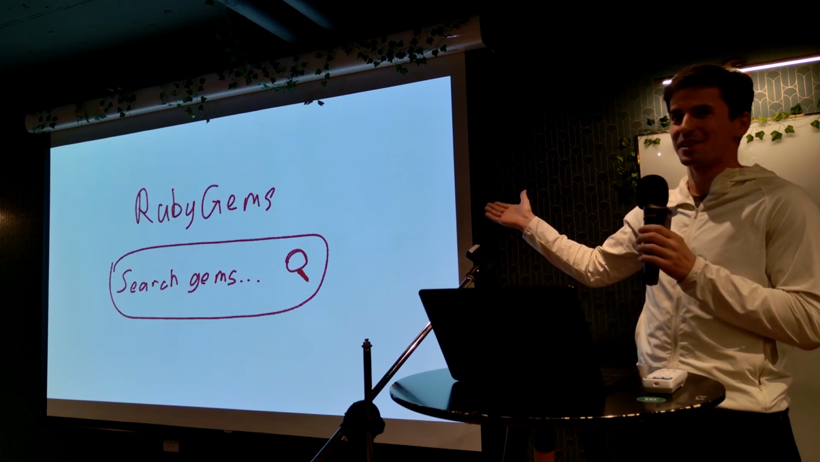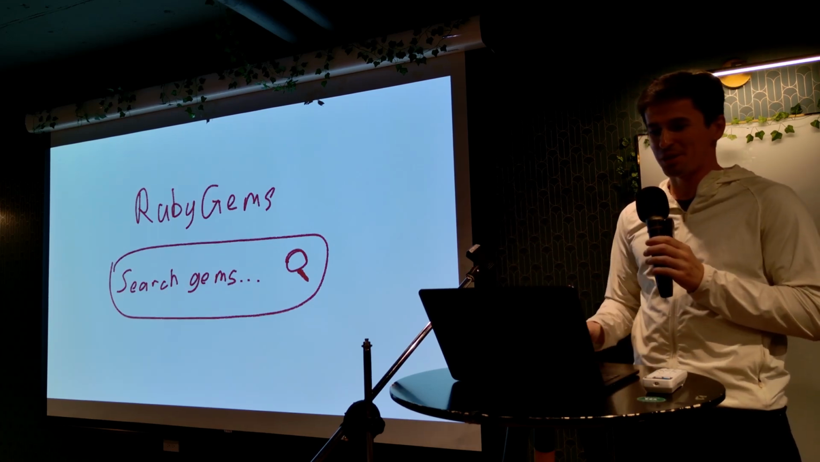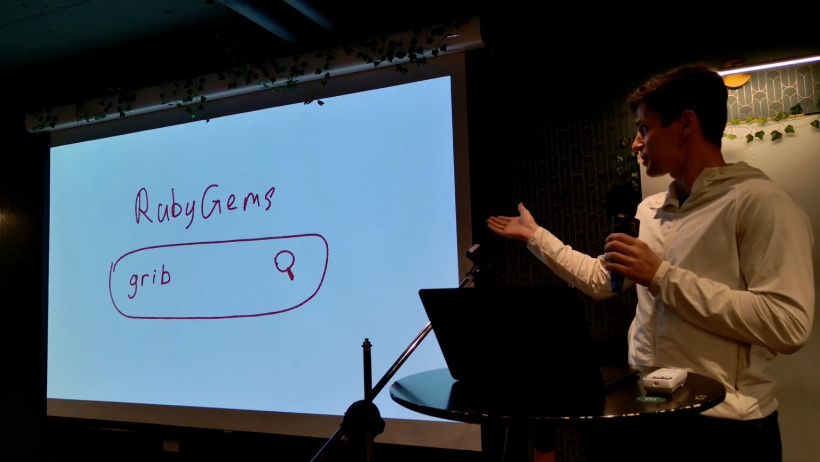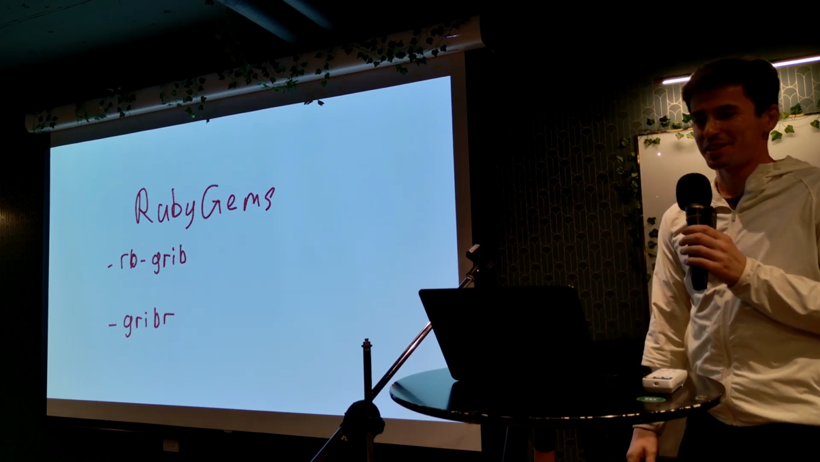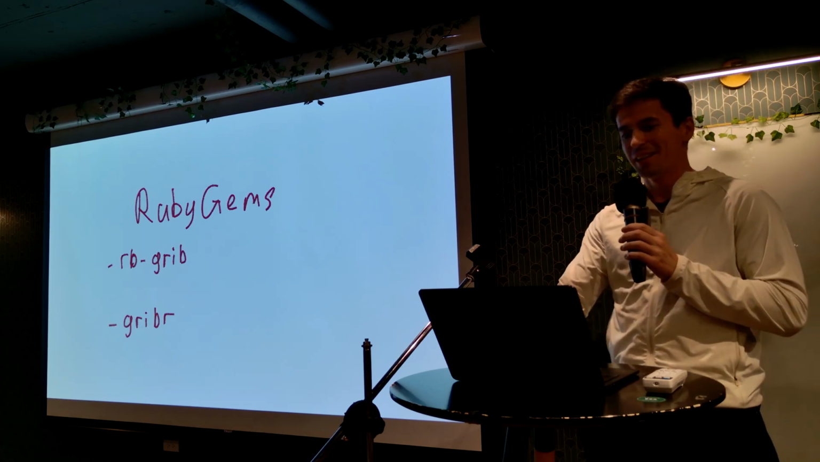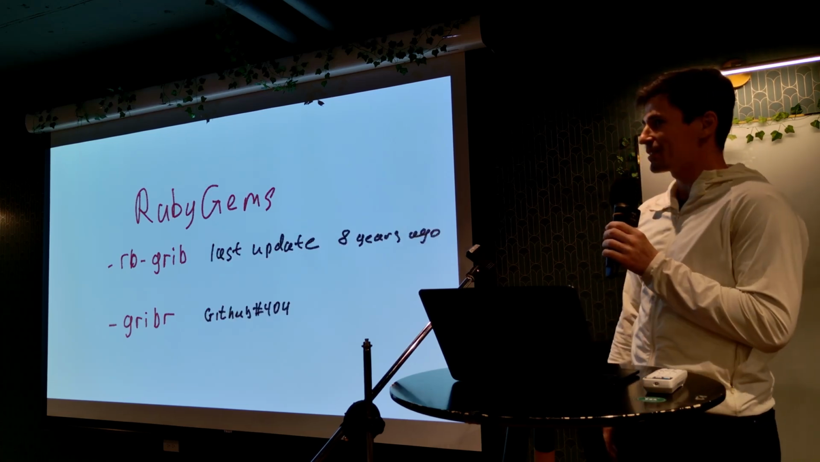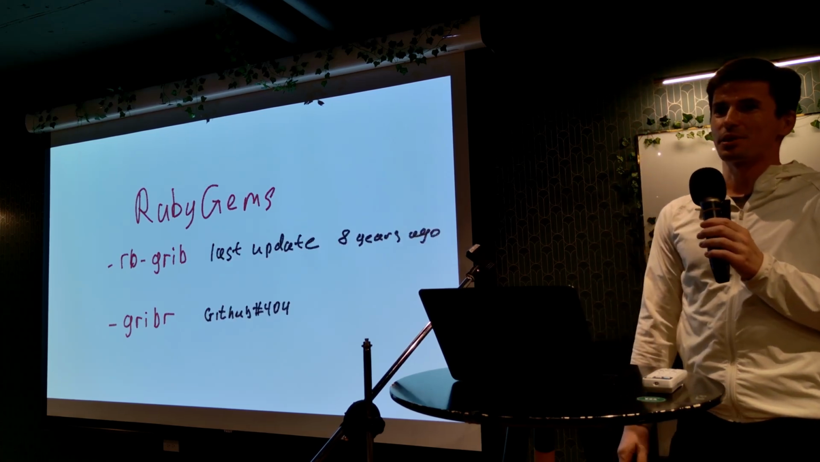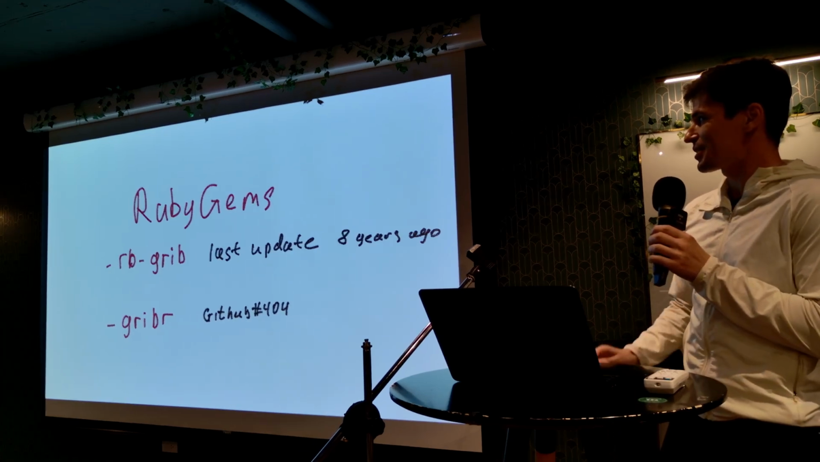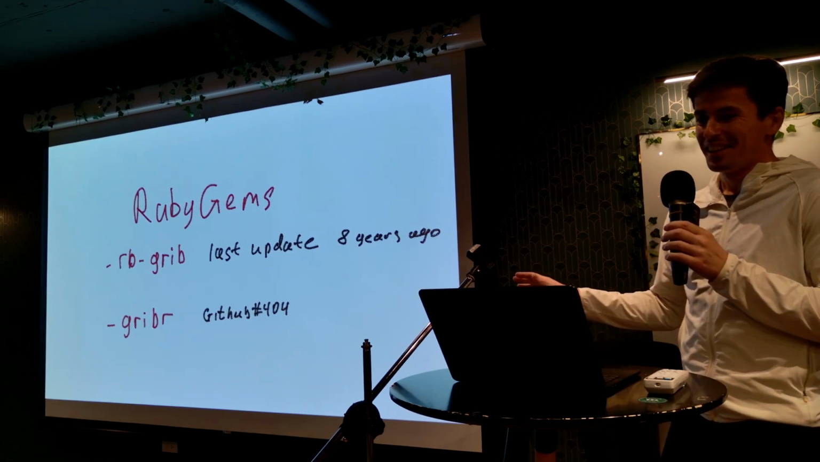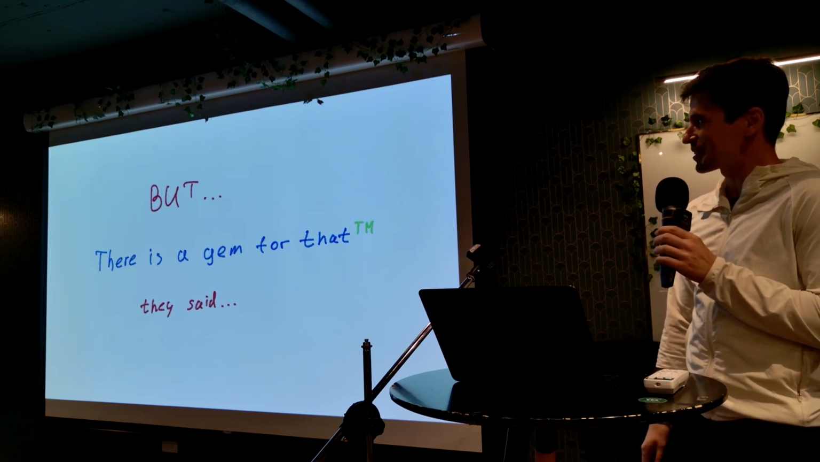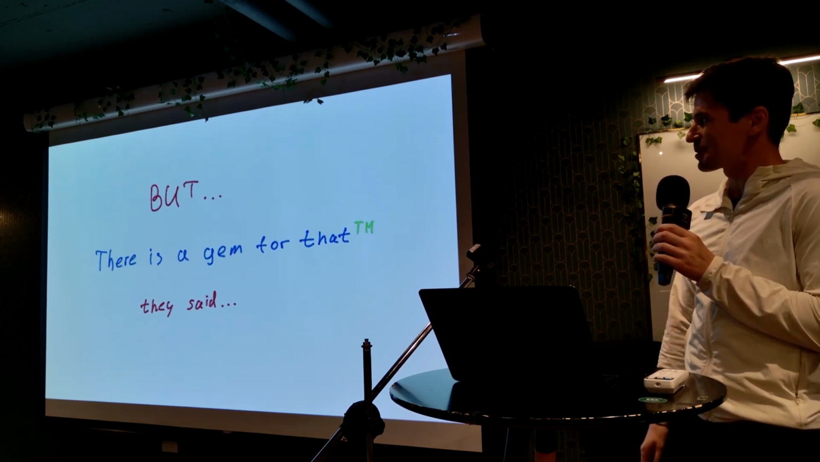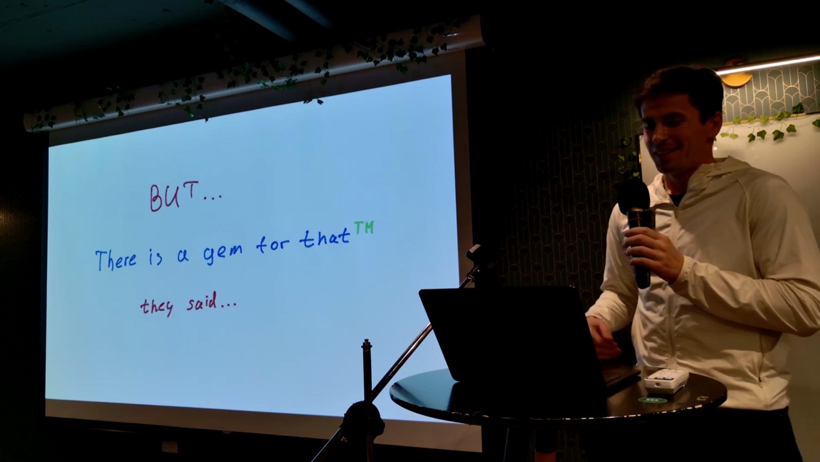So there is a gem for that, right? I went to RubyGems, I put GRIB into the search field, and I found two options. And I said, oh, fantastic. I don't need to write anything, until I found out that the first one is not compiled anymore, cannot compile against modern Ruby anymore, and the second is just gone. So I was looking on the screen like, there should be a way not to build it by myself.